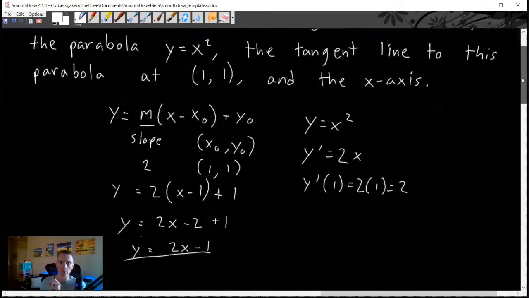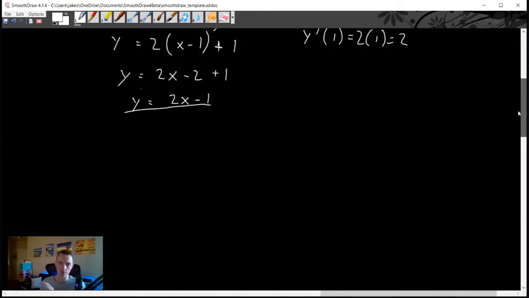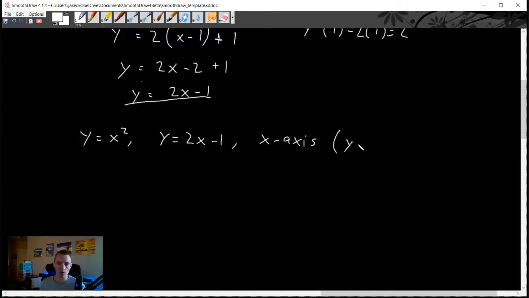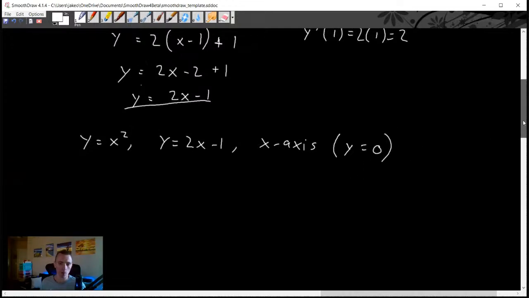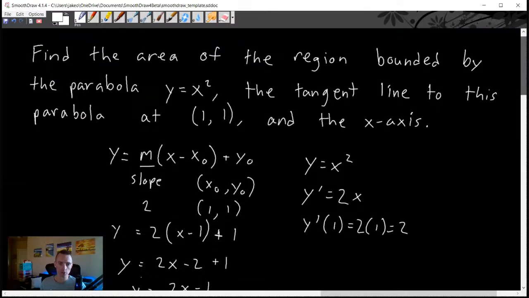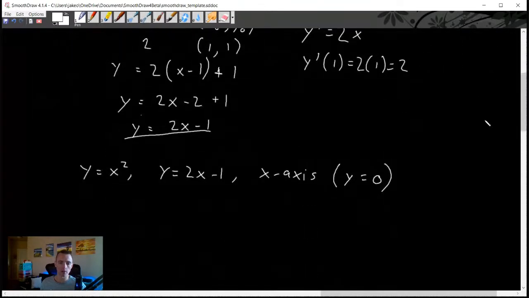So basically, we've completed the first half of the problem. What we need to do at this point is kind of imagine a separate problem where they just say, find the area between the curves, y equals x squared, y equals 2x minus 1, and the x-axis. Well, the x-axis is the same as saying y equals 0, right? The x-axis basically has the equation of y equals 0. So essentially what we're trying to do here is find the area of the region bounded by these 3 functions right here.